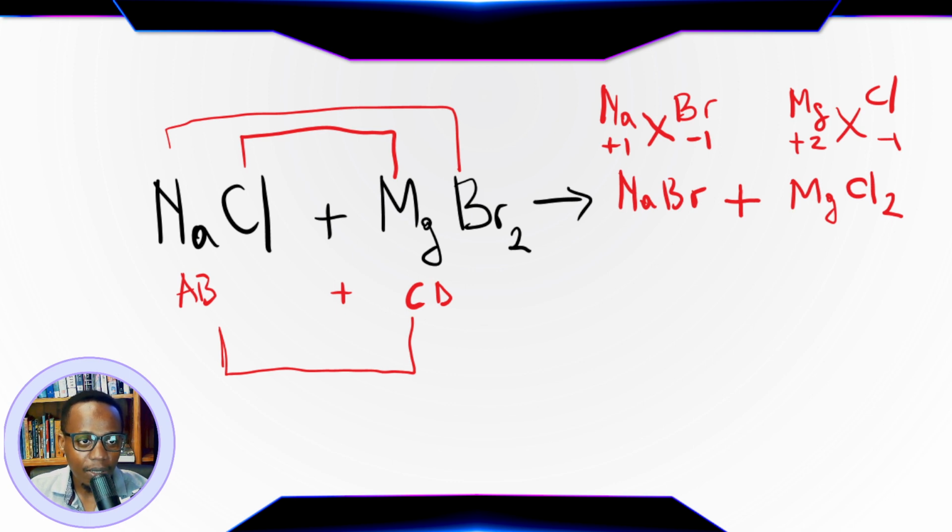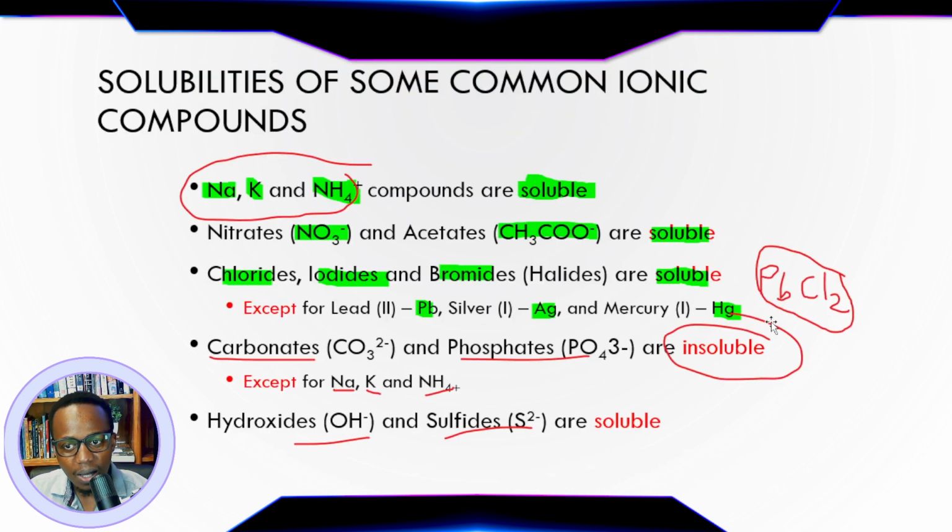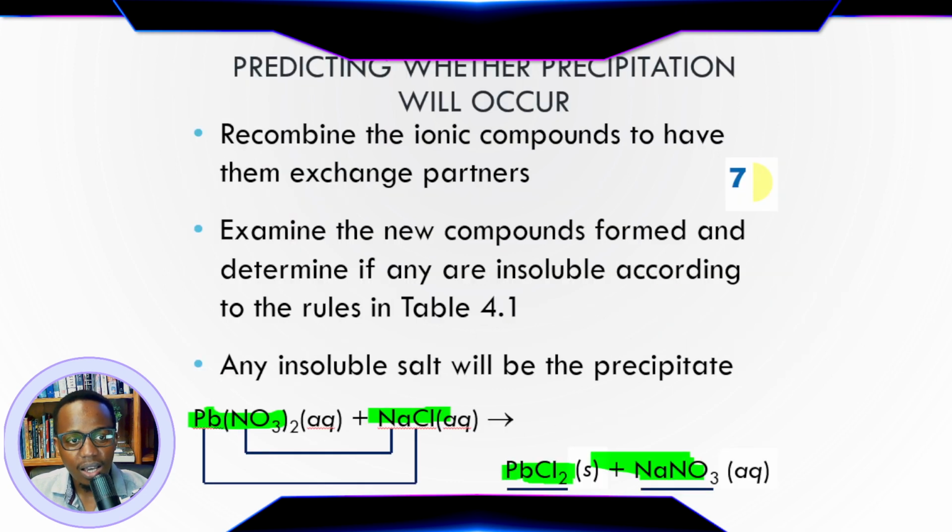Let's look at another example. So lead nitrate plus NaCl is going to be lead chloride plus sodium nitrate. But look at this. Lead chloride, we already established that it's an example of something that is insoluble because it's a part of the exception. So this reaction is going to actually produce a precipitate.